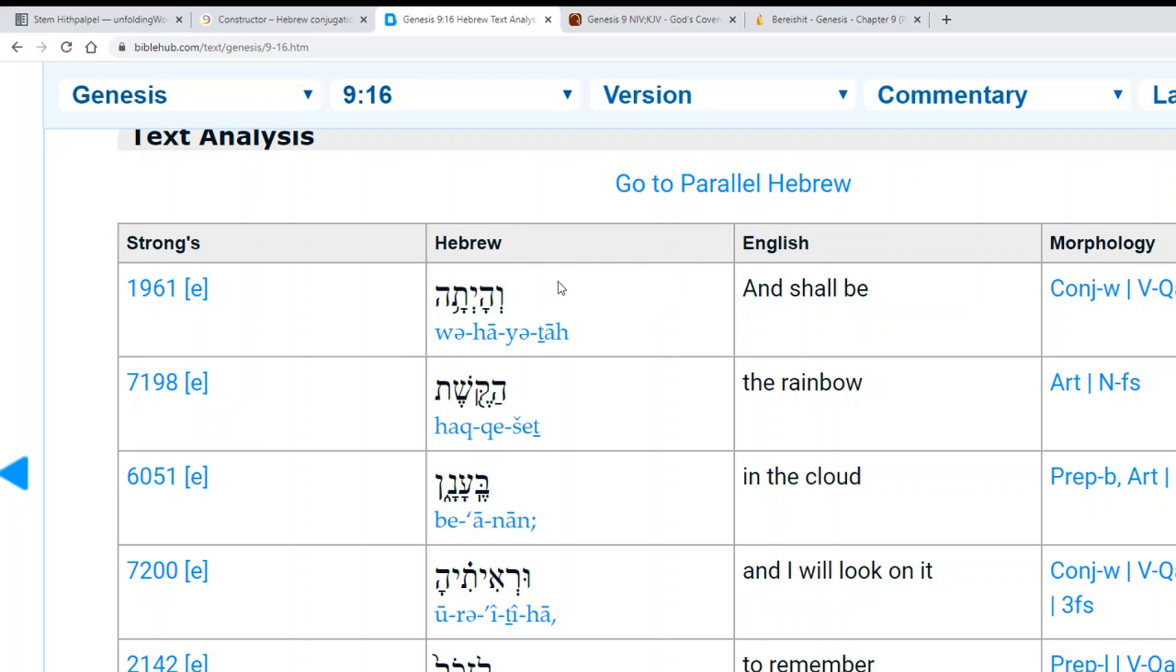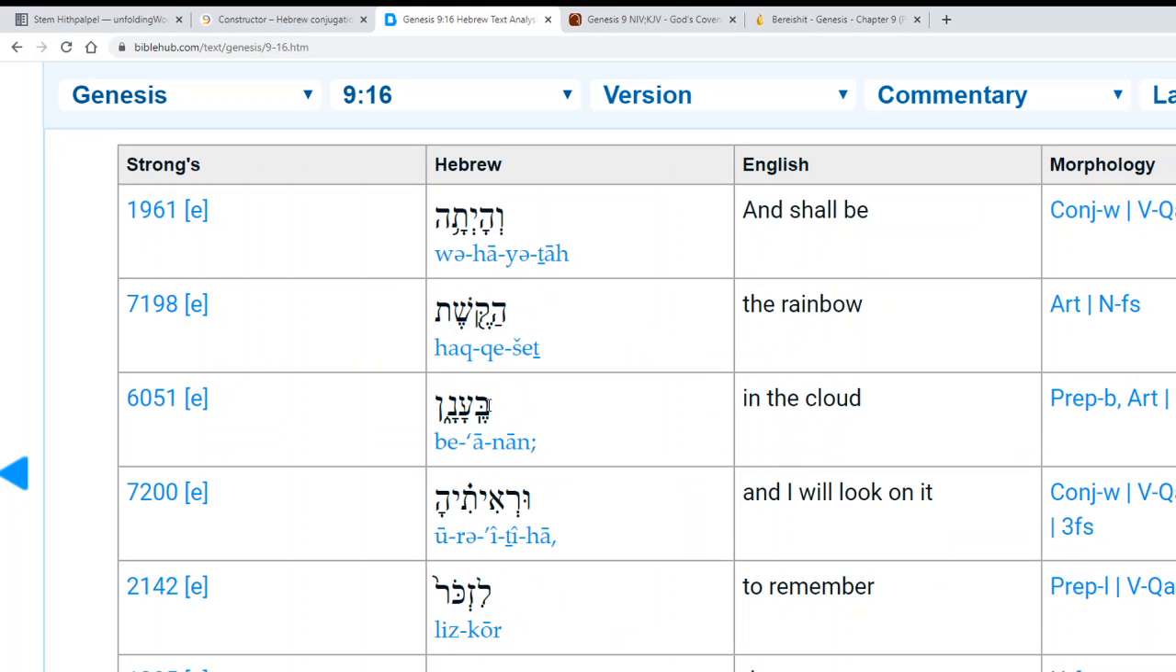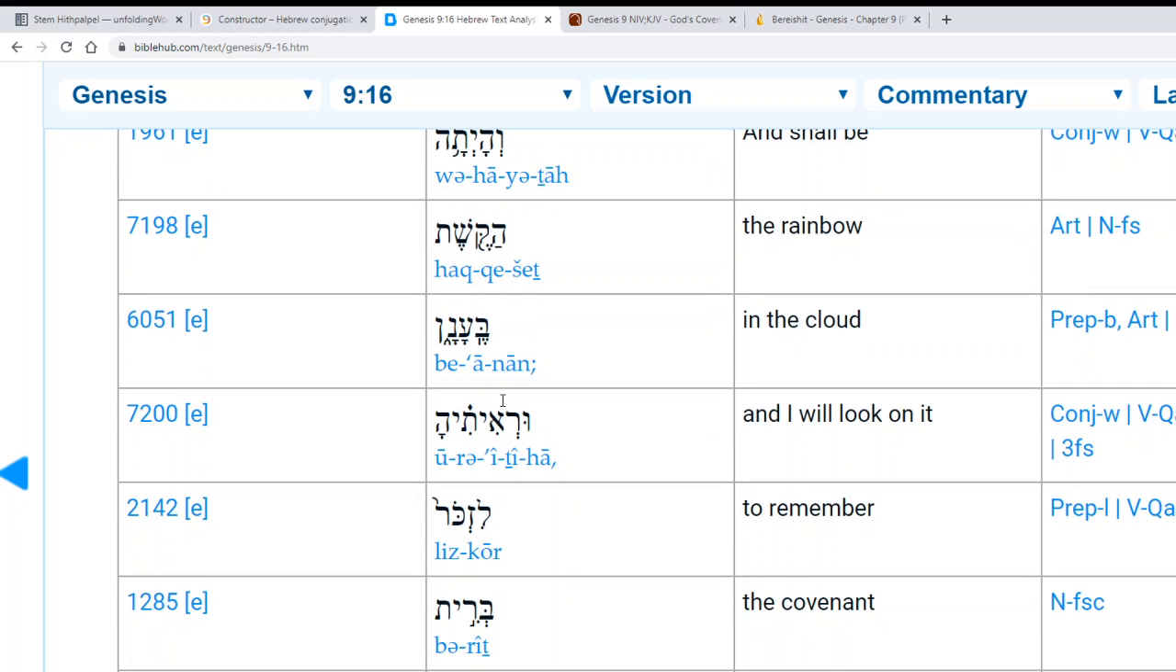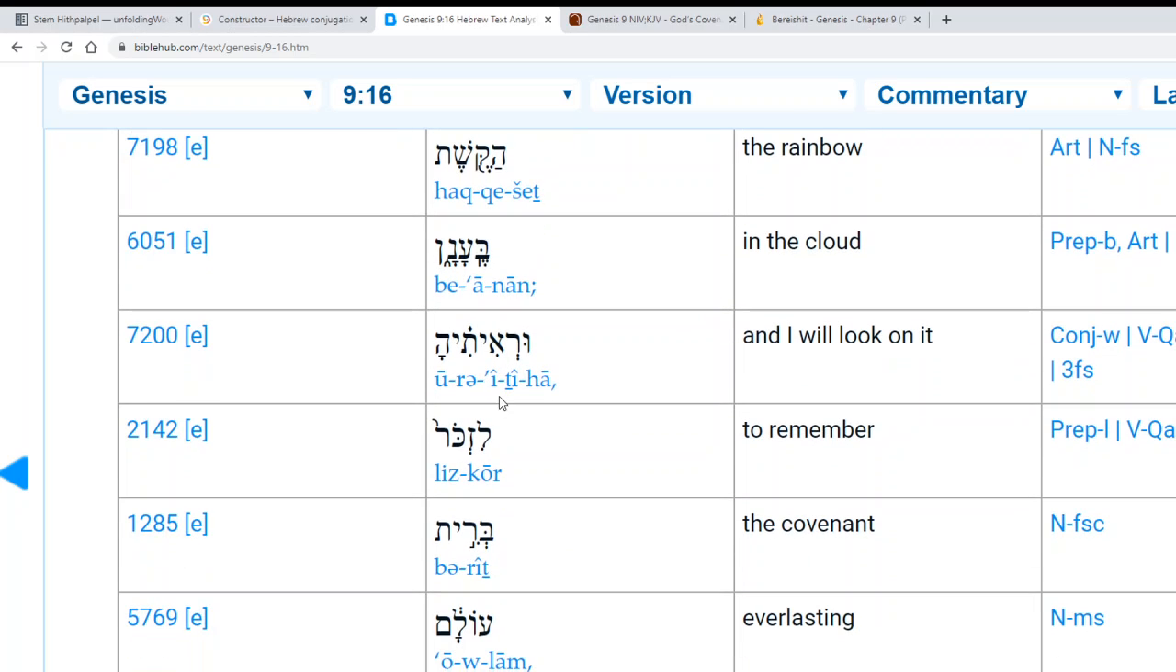Let's see, והייתה. So the conjunctive of הייתה is the third person singular feminine of to be in the perfect. So the vav is flipping it around to shall be. Ha keshet, and it's in the feminine because keshet is feminine, because bow is, and the bow, with the article, shall be. Be'anan, in the cloud with the article, so prepositional bet with the article, anan, meaning cloud.